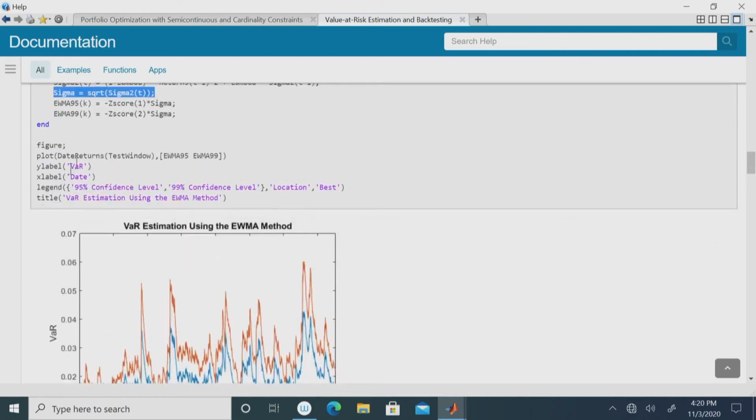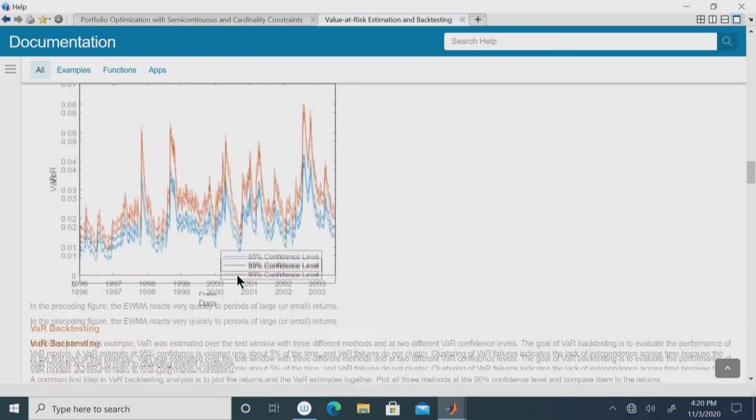If you observe very carefully here, we again have the plot of the estimation of the VaR using the 95% and 99% confidence levels.